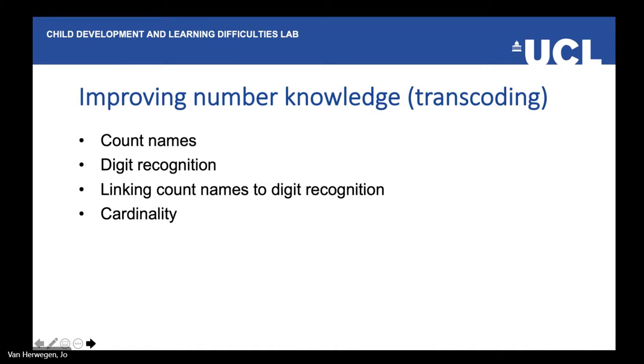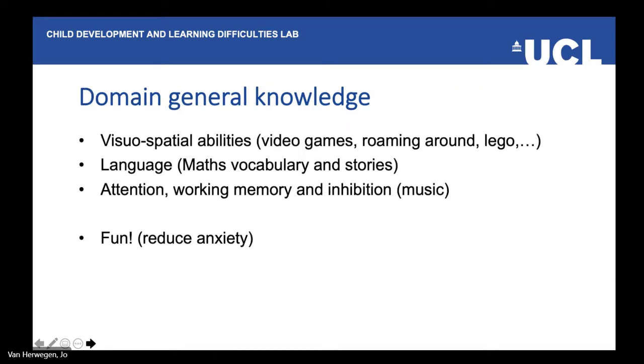And if I show you, for example, 4 dots, that it's 4, and what that means in terms of its fourness, if there's something like that. We mentioned already before the domain general knowledge that is important in terms of visuospatial abilities. We talked in the first session around how Lego might help with this, how video games might help children develop their visuospatial abilities, so their awareness of how you move around in space and how things relate to each other in space. As well as, therefore, roaming around outside, reading maps can all help with visuospatial abilities.